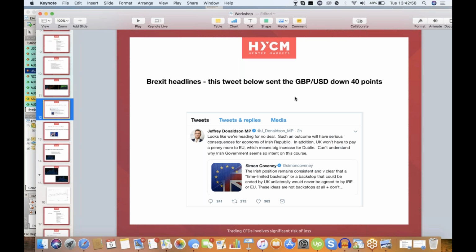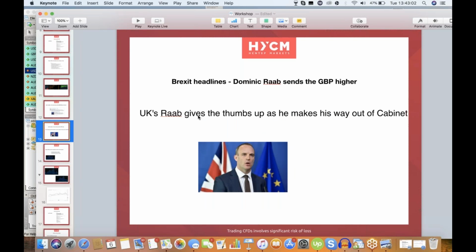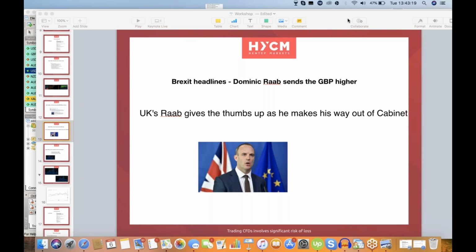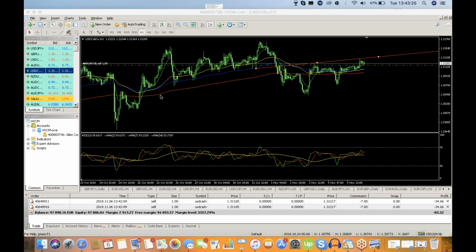Okay, so that saw the pound drop about 40 points this morning, and then the UK's Brexit minister Dominic Raab sent the pound higher because he came out of a cabinet meeting giving the thumbs up. So all of a sudden the pound rallied. If you wondered, do traders trade everything? Well, this is even trading a thumbs up. Even hand signals are being traded here, and I'll show you how that worked.